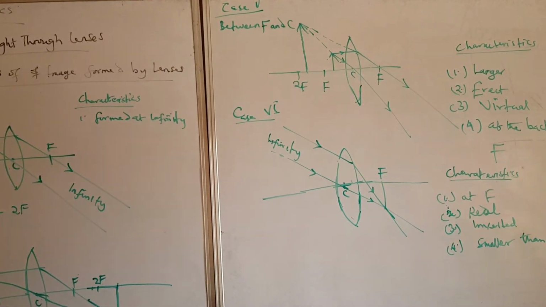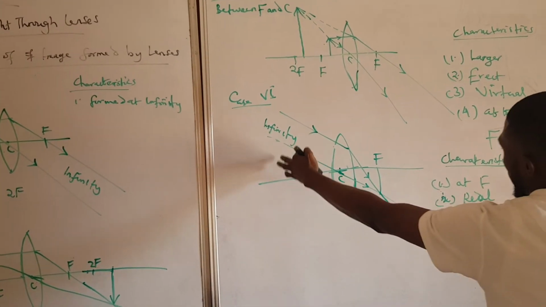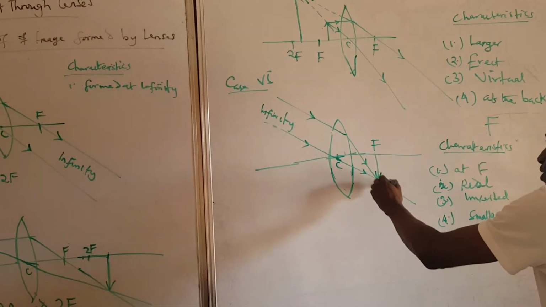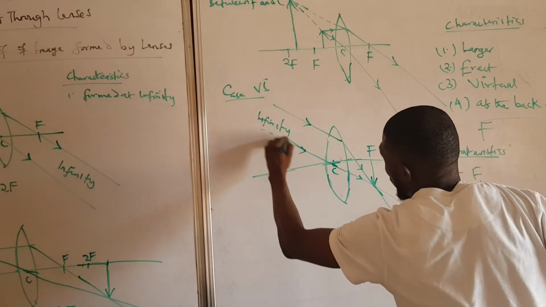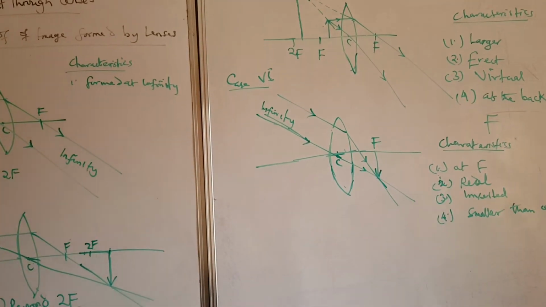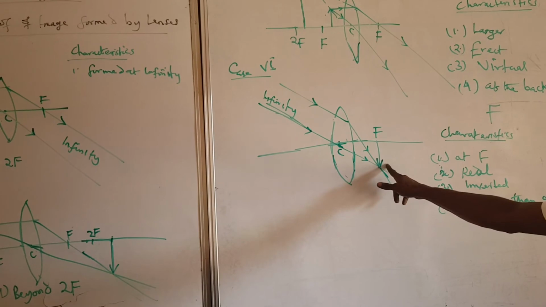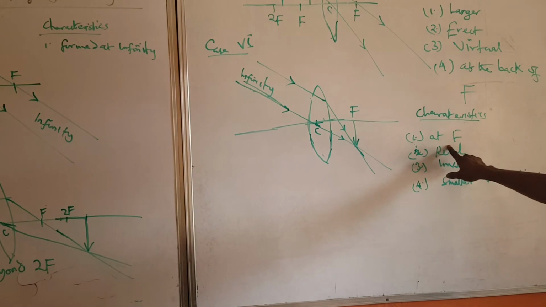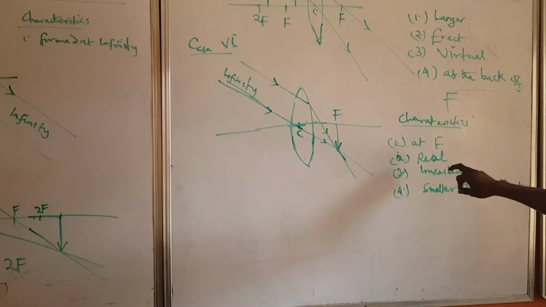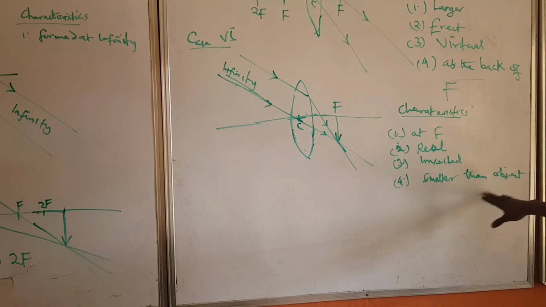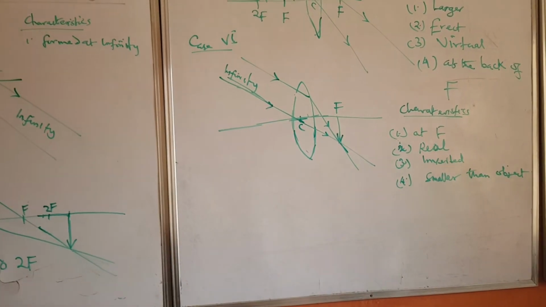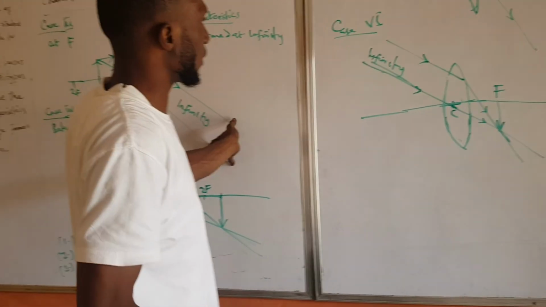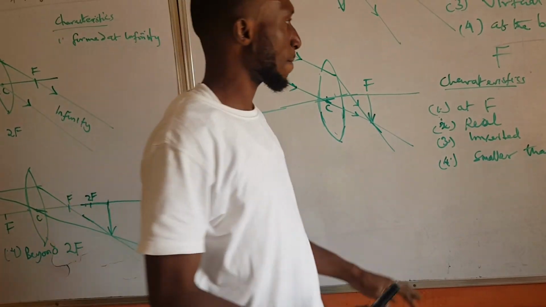Now the other one is at infinity. When the object is coming from infinity, the image is going to form at F. Then it's going to be turned upside down, and it's not going to be as tall as the object coming from infinity. Then any image turned upside down, that is inverted, we know as a real image, and the image formed is going to be smaller than the object. When the object is at F, the image forms at infinity. When it is coming from infinity, it's going to form at F.